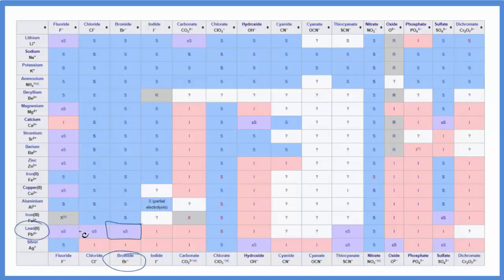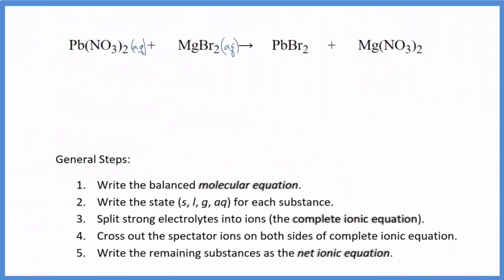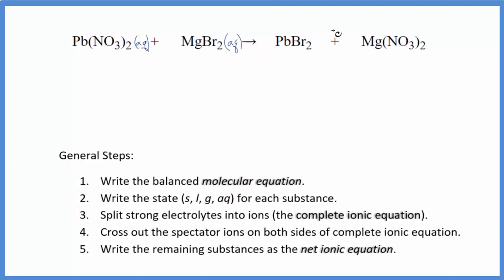And you can see most of these lead compounds are either slightly soluble or insoluble, with a few exceptions like lead nitrate or lead chlorate. So PbBr2, that's going to be insoluble, and since it's insoluble, it won't dissolve, it'll be a solid. It'll actually sink to the bottom of the test tube. This is a precipitation reaction. Nitrates, again, very soluble, AQ. So we have the states.